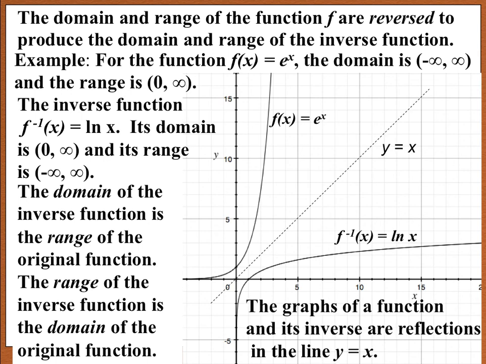And as we saw in the last screen, the graphs of a function and its inverse are reflections in the line y equals x. And we can see that here. You can clearly see that if you folded the graph over using the line y equals x as a crease, you would have it lined up perfectly, because it's totally symmetric about the line y equals x. And we would call y equals x the axis of symmetry in this case.